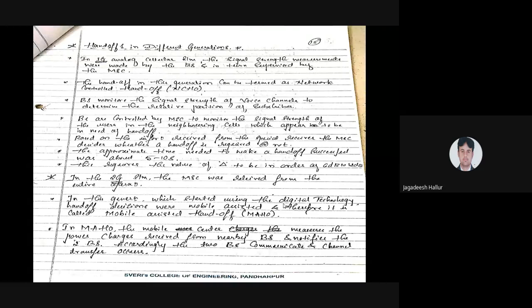Second, we move from 1G to 2G. 2G is called mobile assisted handoff. You have to control it in your mobile itself. This mobile assisted handoff decreases the handoff time to 1 to 5 seconds, and the power margin delta is 0 to 5 dB. Again, the power required for this second generation decreases, that is 0 to 5 dB.